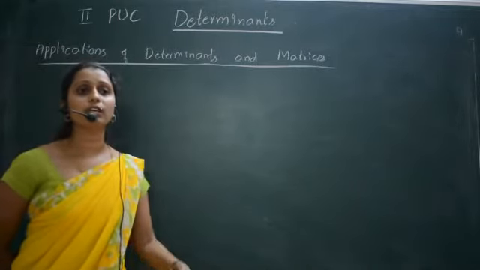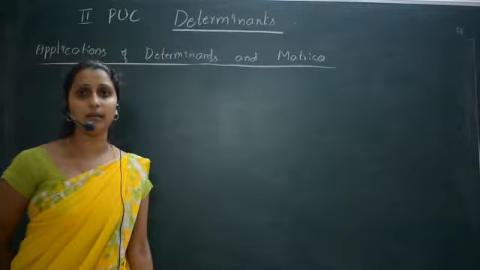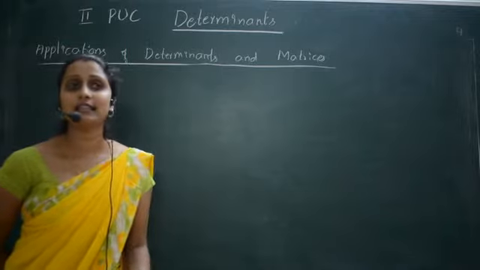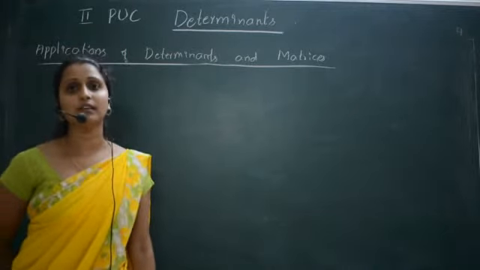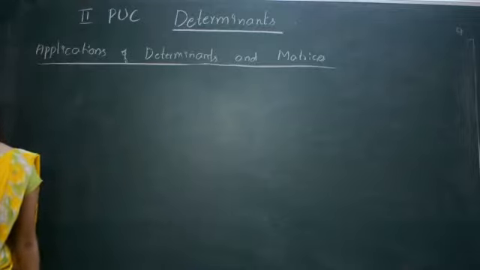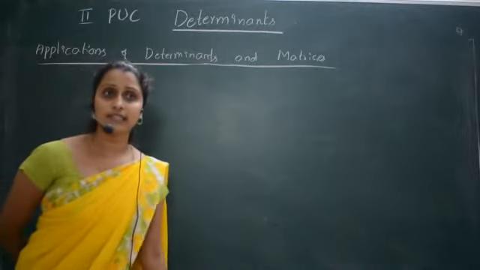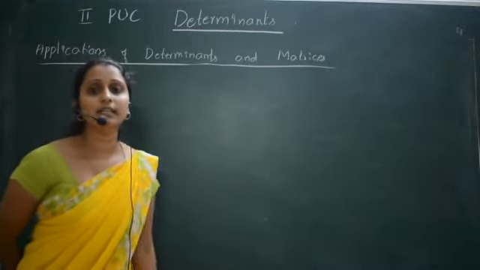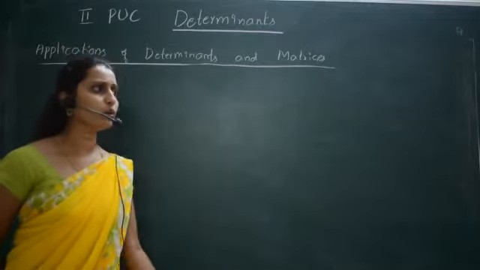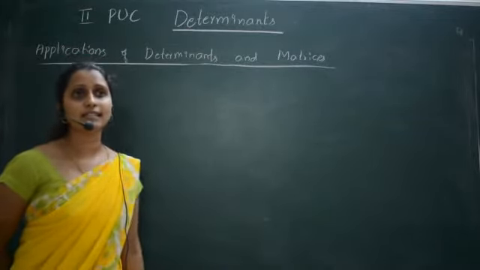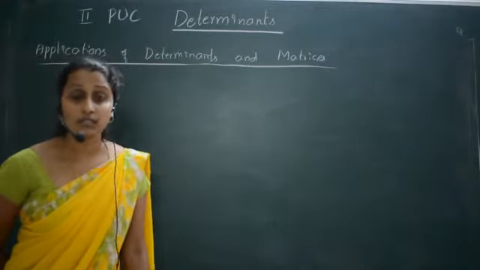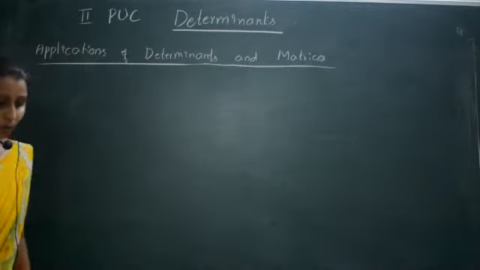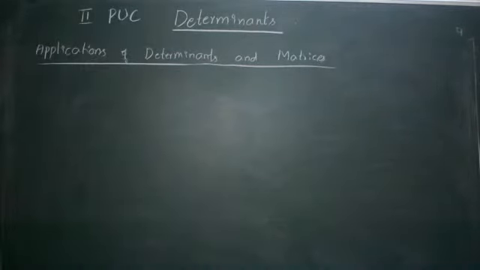One more application: we use determinants and matrices to check the consistency of a system of equations, whether the system of linear equations is consistent or not. For that also we use determinants and matrices. So what is meant by consistency, or what is meant by consistent? We check now.